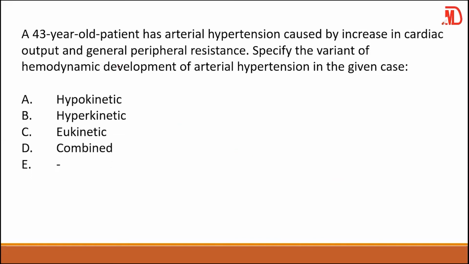A 43-year-old patient has arterial hypertension. Please, the person who said we're not hearing, I hope now you can hear clearly, right? Yes, please. Okay, thank you. So a 43-year-old patient has arterial hypertension caused by an increase in cardiac output and a general peripheral resistance. Specify the variant of hemodynamic development of arterial hypertension in the given case.